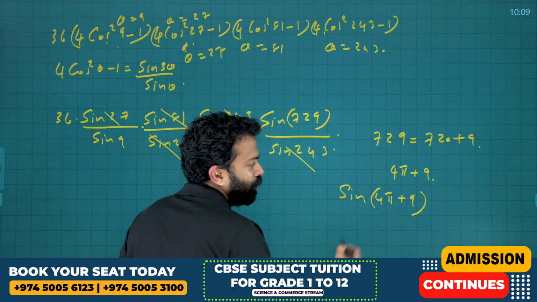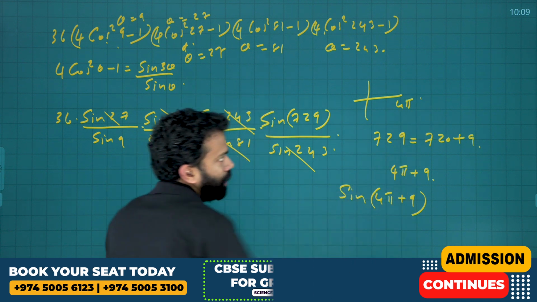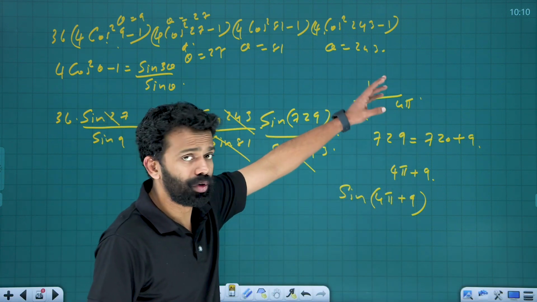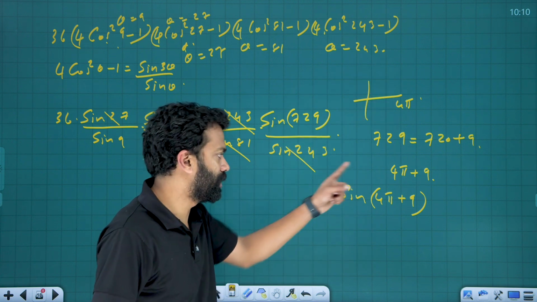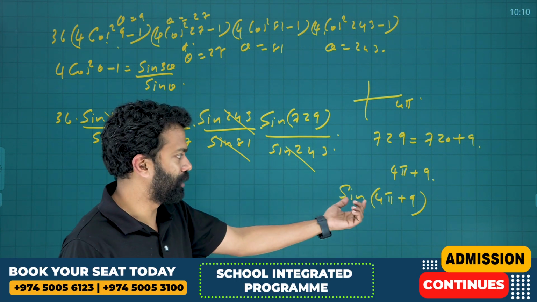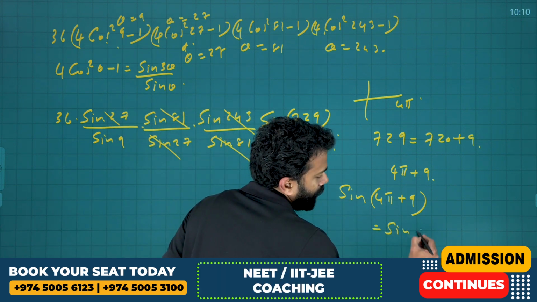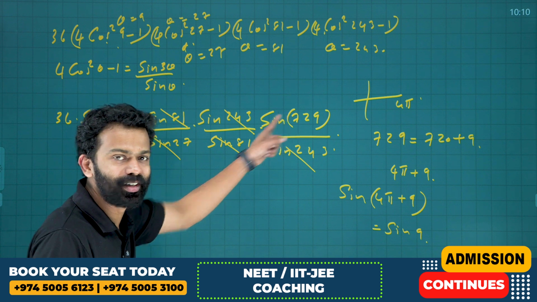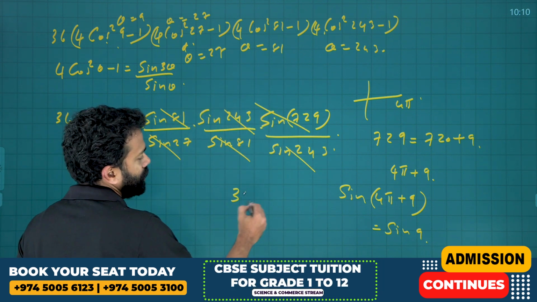And what is sine of 4 pi plus 9? 4 pi is here and plus means upwards from here, so it lies in the first quadrant. In the first quadrant, sine is positive, and if we express the angle in terms of pi, then the associated trigonometric function won't change. Therefore, its value will be sine 9. So this and this got cancelled, and what is the final answer?